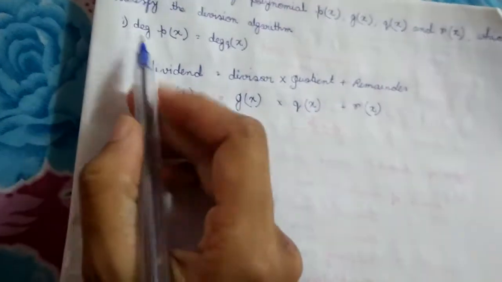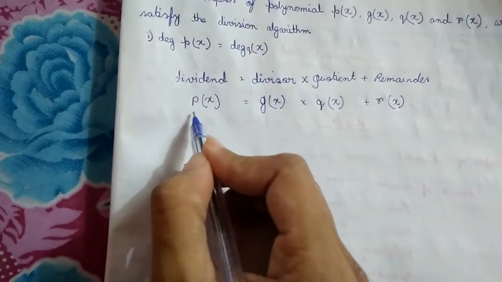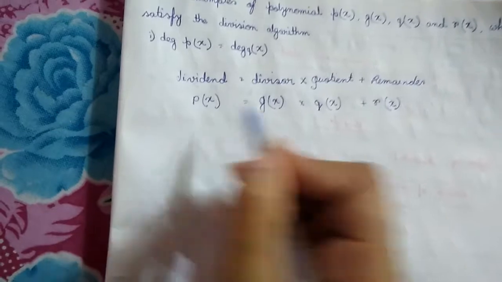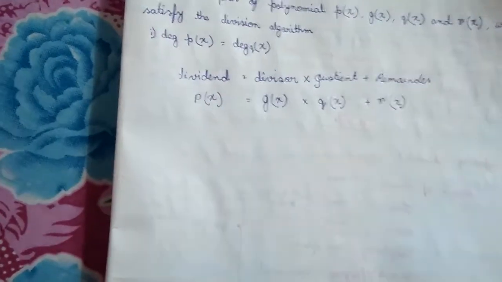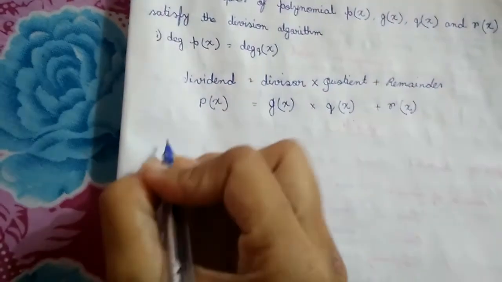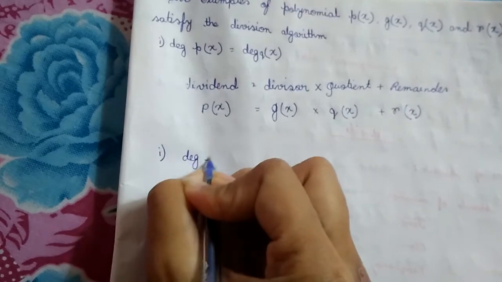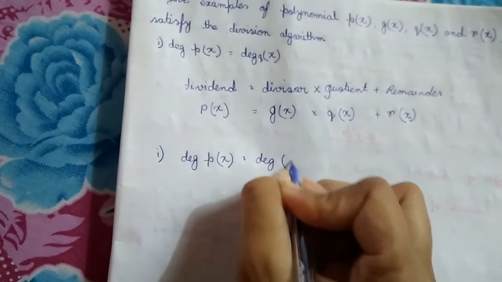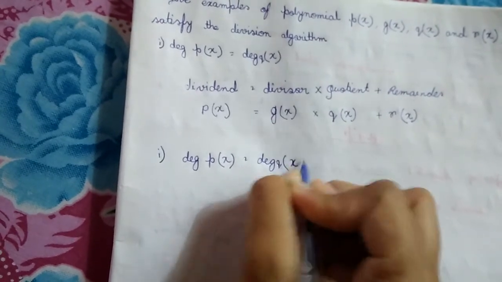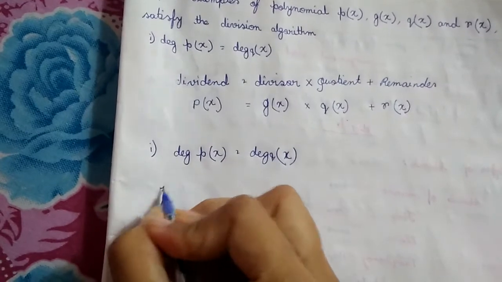So now the question is to give an example where the degree of p(x) is equal to the degree of q(x). From this you can easily understand that if the dividend has the same degree as the quotient, then the divisor must be a constant. So to give an example for the first one, we can write degree of p(x) equals degree of q(x).